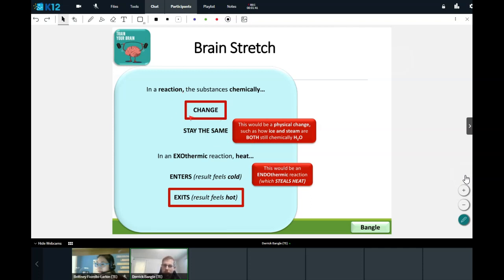But chemically changing, like baking a cake, which has many reactions going on in it to produce the desired product that we want, right? It's making something that we didn't have before, but using the ingredients that we have.